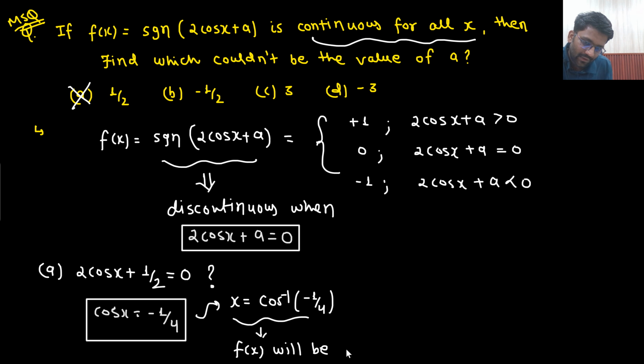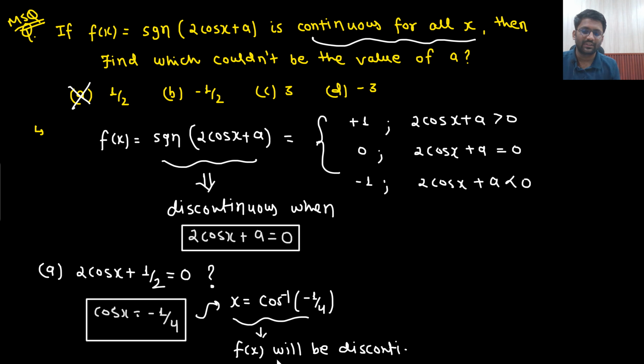Fx will be discontinuous. But what they are saying is that you need to find out the value of a in a manner that the function is never discontinuous for any value of x. But yes, I am able to find out the value of x. Sir, if you get cos x equals to minus 1 by 4, then this will come out to be 0. And if it is coming out to be 0, then signum 0 will be discontinuous. So my target is that this signum 0 should never be achieved.